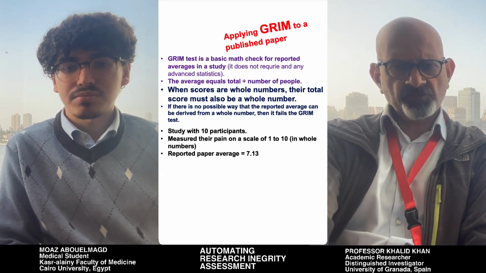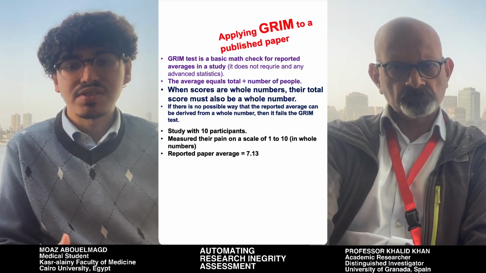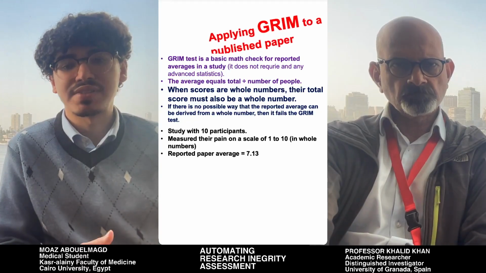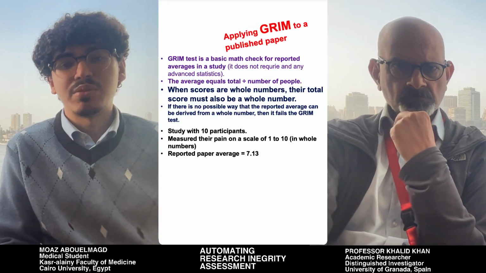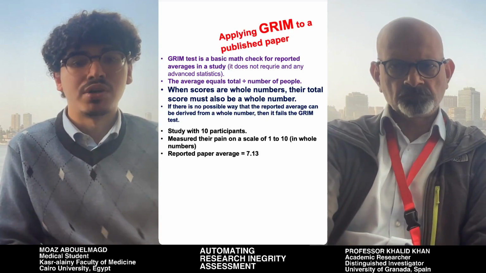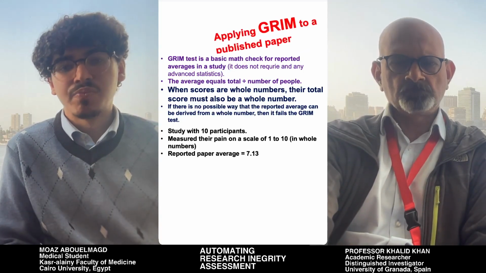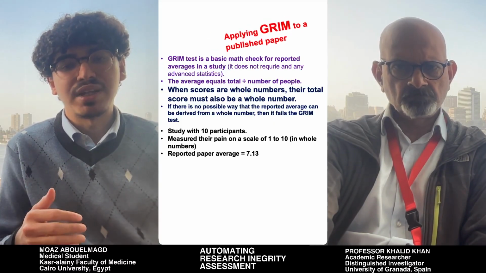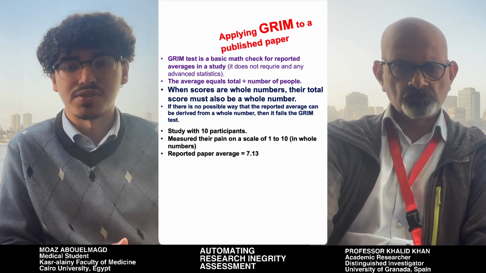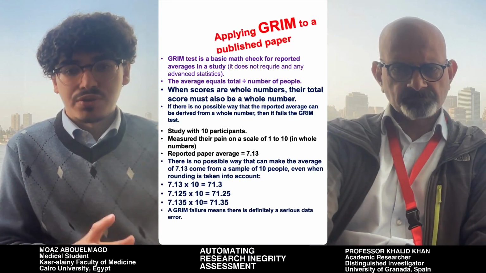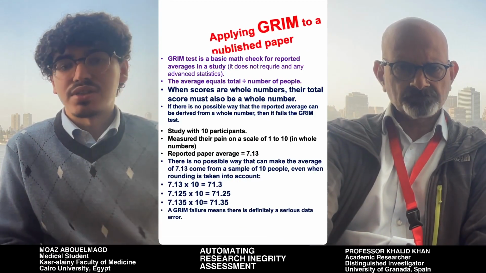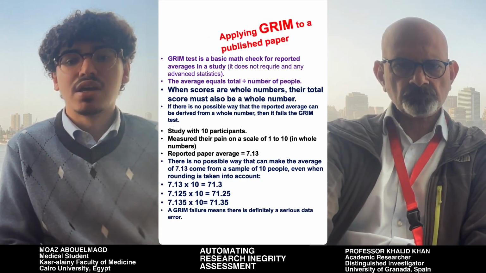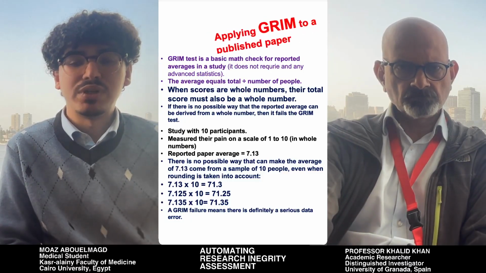So, can you take us through an example, Moaz? So let's imagine a study with 10 participants where the authors have measured the pain of these participants on a scale from 1 to 10. The scale must be whole numbers, or what we call integers. It should not have any decimals. After they published their paper, we read that the reported pain average was 7.13 points. However, after applying our test, we found that there is no possible way this average of 7.13 can come from a sample of 10 people, even when we consider rounding.